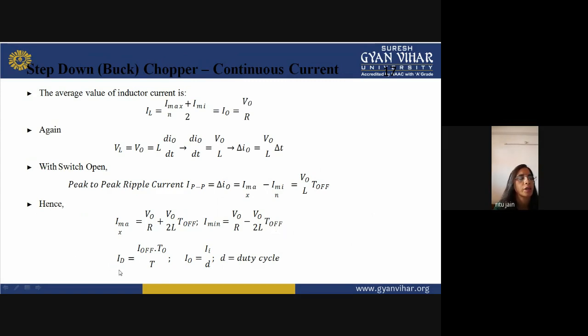Like this, you can find out the diode current, which is equal to I off, the current which is flowing when your switch is off, into T on upon T period. So T on upon T can be written as small d. So this is your duty cycle. So I naught is equal to I upon D, where D is equal to your duty cycle.